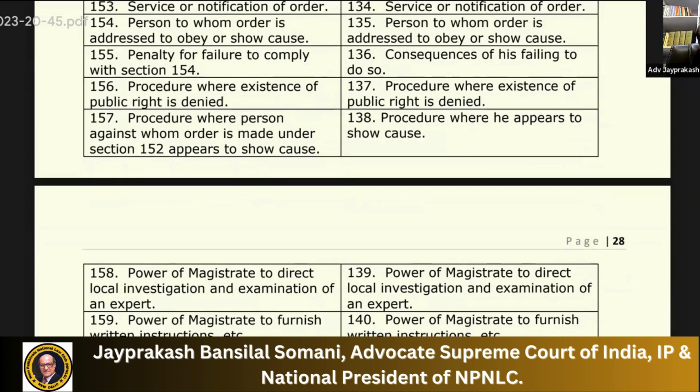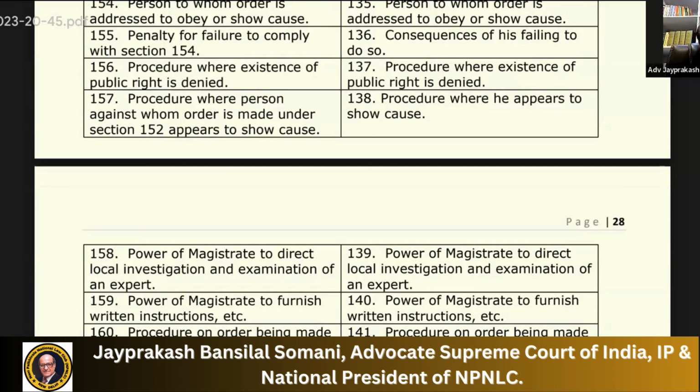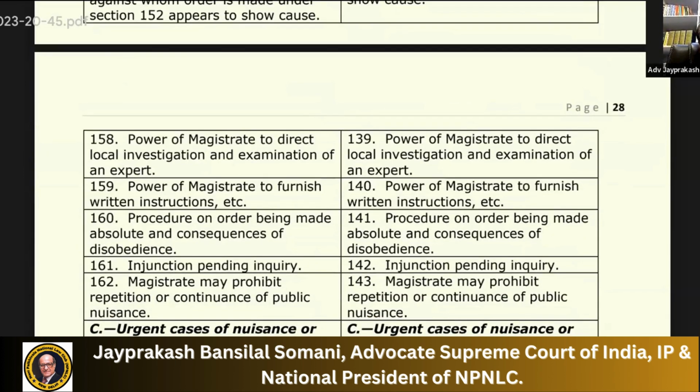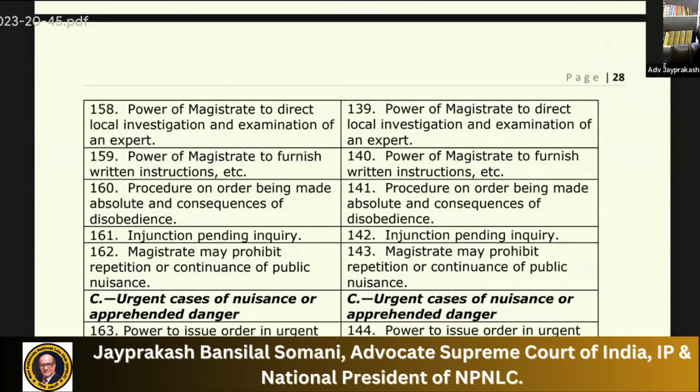BNSS section 156, procedure where existence of public right is denied. Its earlier section was in CrPC 137. BNSS section 157, procedure where person against whom order is made under section 152 appears to show cause. Its earlier section was in CrPC 138. BNSS section 158, power of magistrate to direct local investigation and examination of an expert. Its earlier section was in CrPC 139.